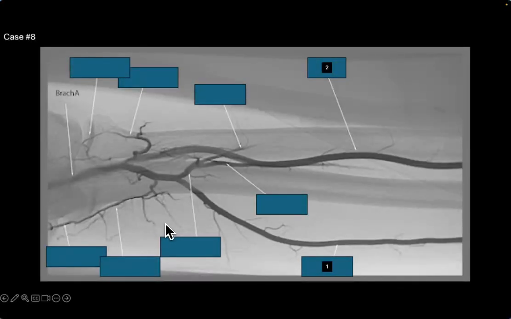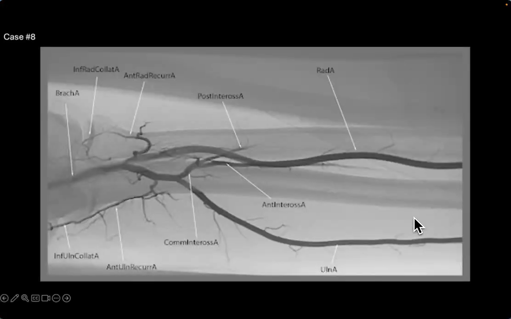All right, lots of labeled structures here, but I'm just going to ask you to name the 2 labeled structures here, 1 and 2. All right, so this is an upper extremity angiogram. Here's the radial head here. So we're injecting the upper extremity.